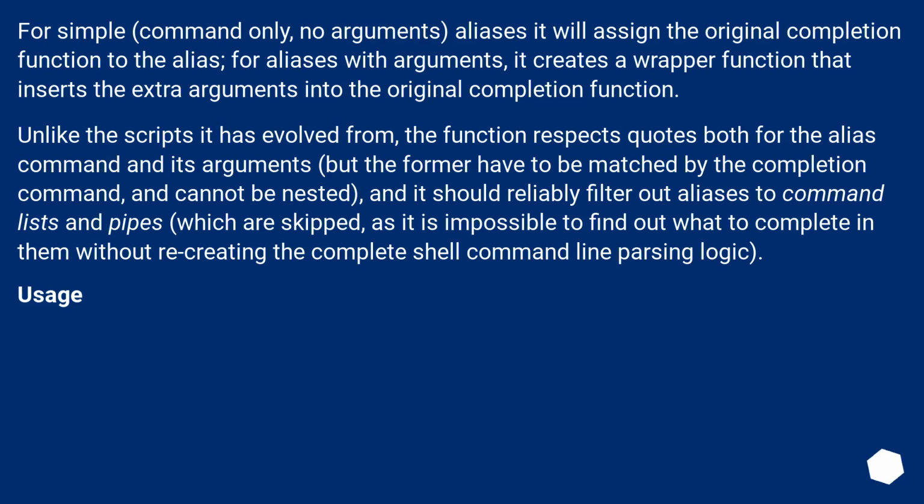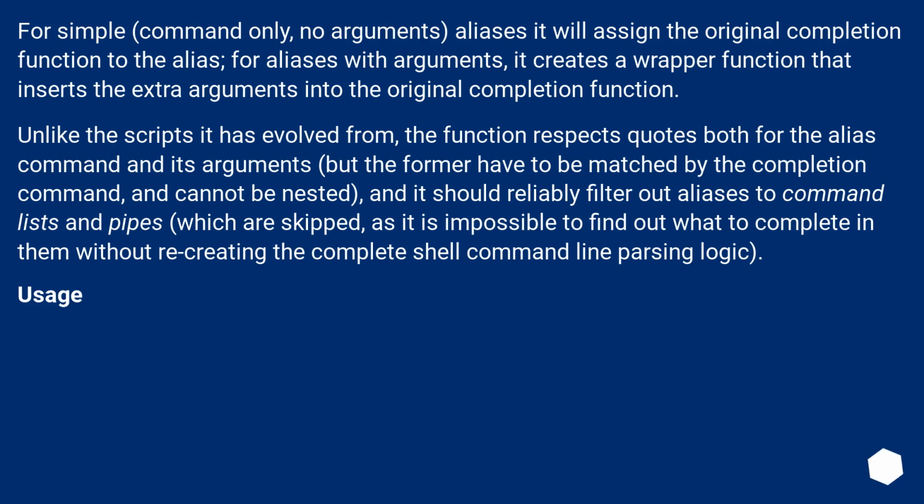For simple, command-only aliases with no arguments, it will assign the original completion function to the alias. For aliases with arguments, it creates a wrapper function that inserts the extra arguments into the original completion function. Unlike the scripts it has evolved from, the function respects quotes both for the alias command and its arguments, but the former have to be matched by the completion command, and cannot be nested. It should reliably filter out aliases to command lists and pipes, which are skipped, as it is impossible to find out what to complete in them without recreating the complete shell command line parsing logic.